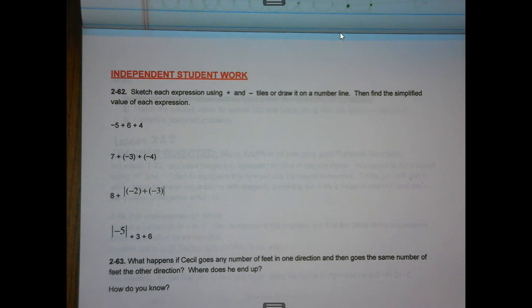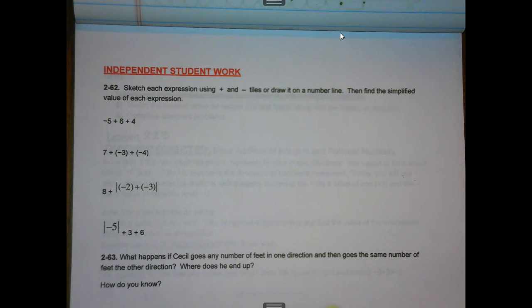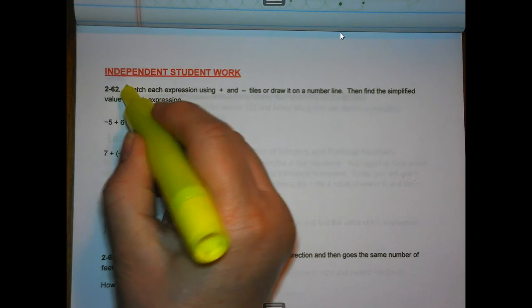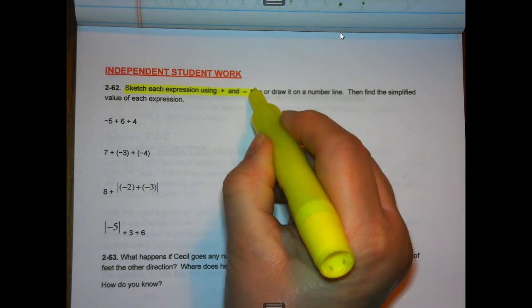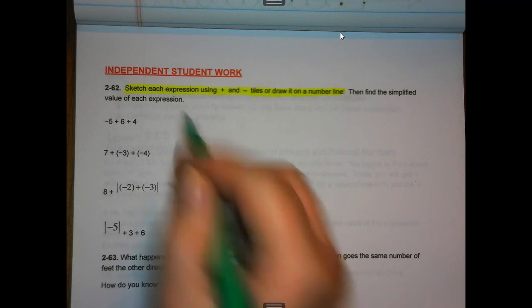Let's take a look at your independent work for lesson 223. The important part at the top here, so we can build some deeper conceptual understanding and put this in a place in your brain where it will work more effectively for you when we are working with larger numbers, is that I wanted you to sketch each expression or draw it on a number line. I am going to draw them with tiles because tiles seemed to be the more complicated or confusing strategy, so I want to make sure that you are familiar with it and that it makes sense to you.